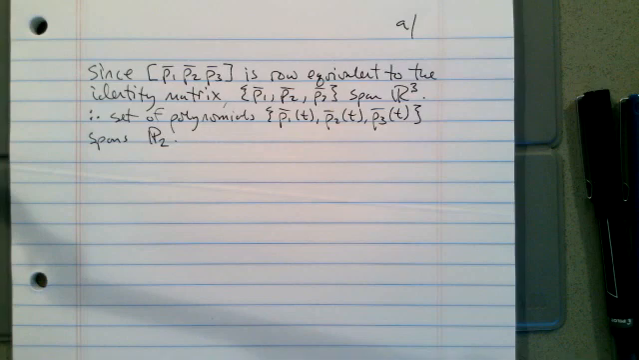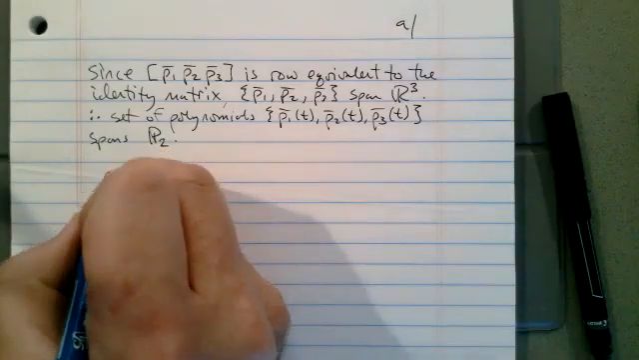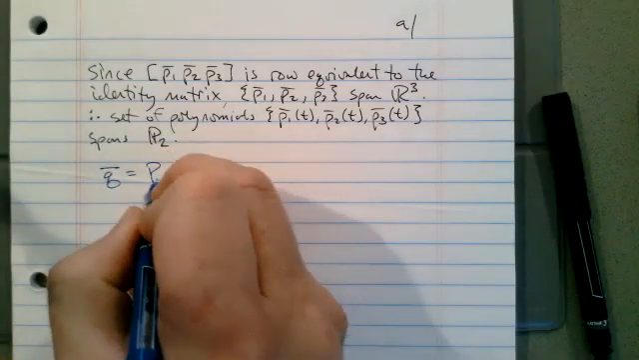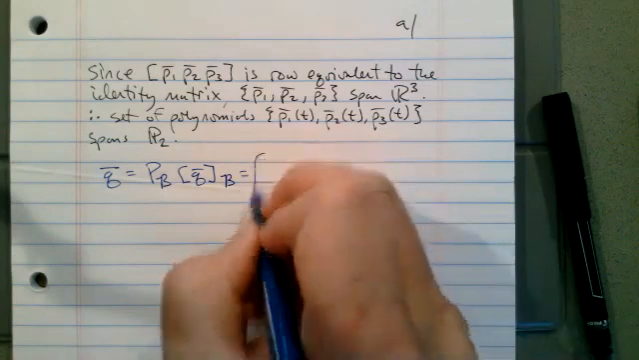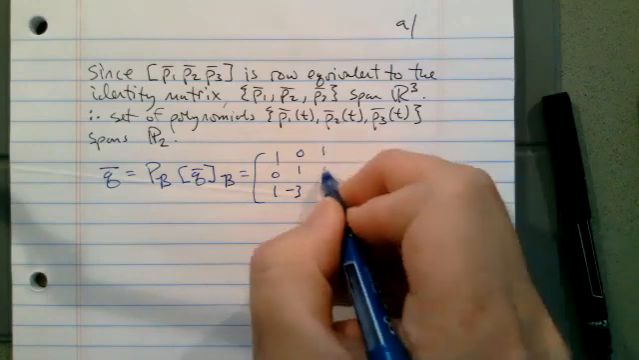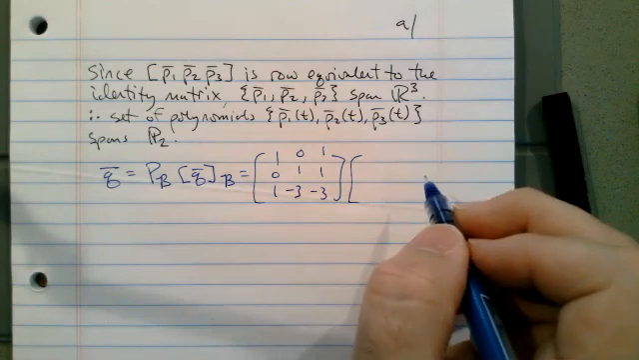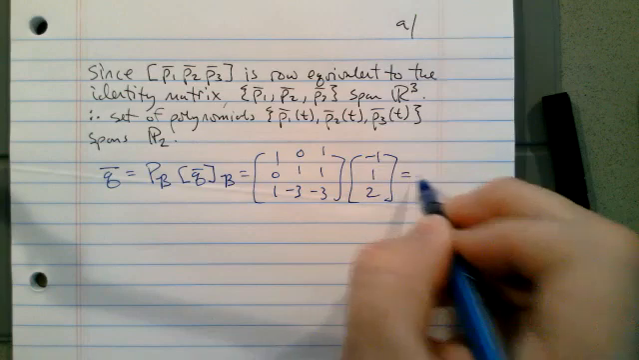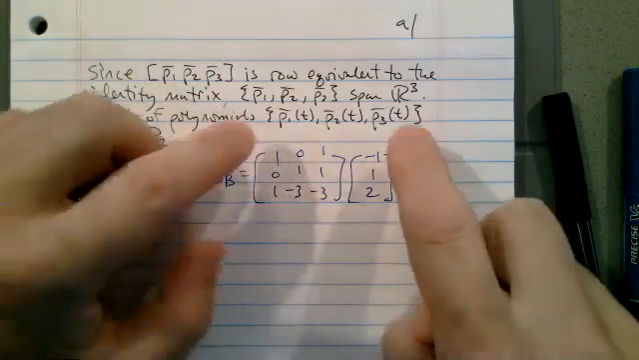If we want, since P1, P2, P3 is a basis for P2, we can find Q by multiplying by the change of coordinates matrix. So Q will be the change of coordinates matrix from B to the standard coordinates multiplied by the coordinates of Q relative to B. So the change of coordinates matrix is 1, 0, 1, and then 0, 1, negative 3, 1, 1, negative 3. And we're just going to multiply this by the coordinates of Q relative to B, which is negative 1, 1, 2. This will give us the standard coordinates of Q.